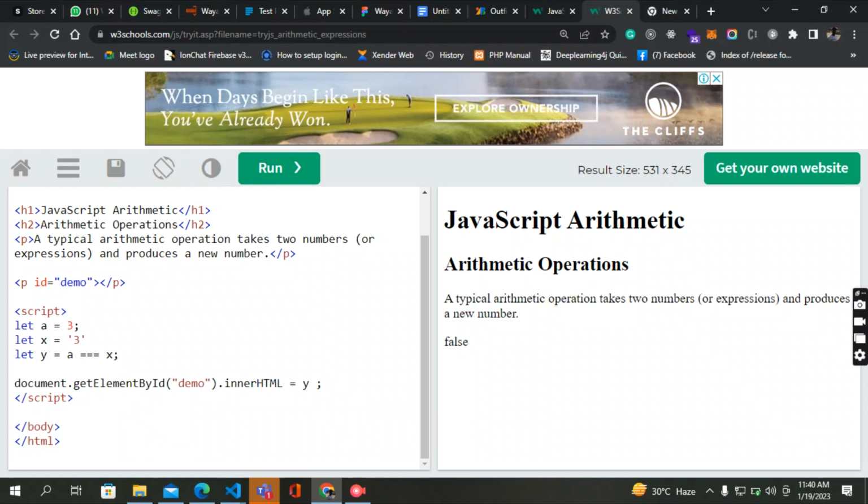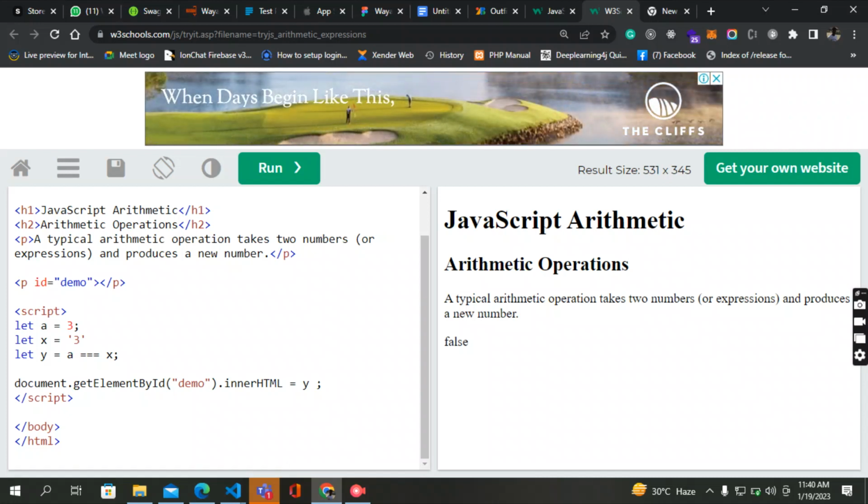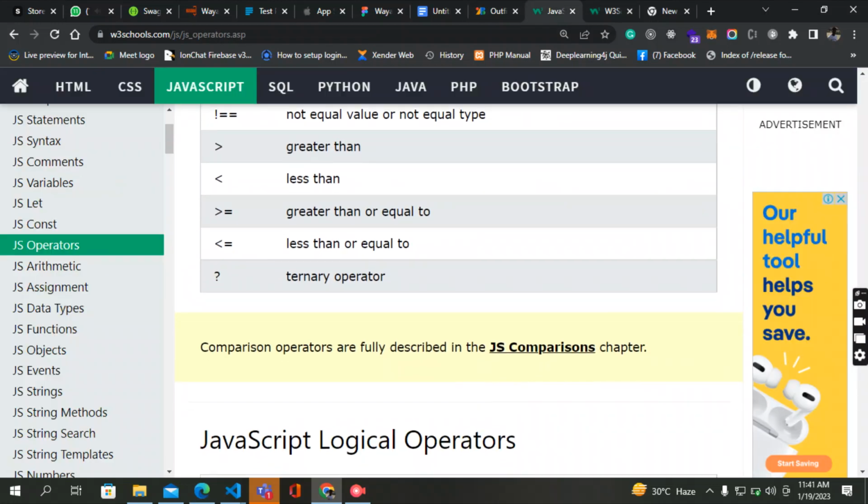But then immediately I increase this to triple equals, it returns false. That's because this triple equals is checking both the value and the data type. And at this point, x is a data type of string, and this one is data type number. So that is why this one is not equals true.